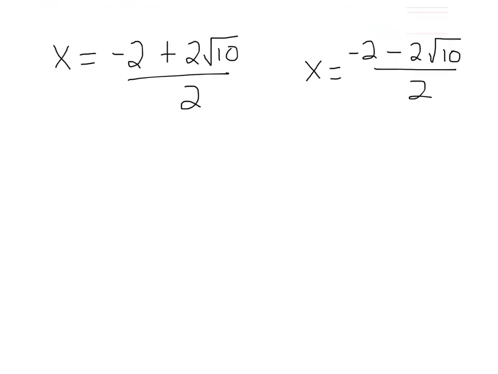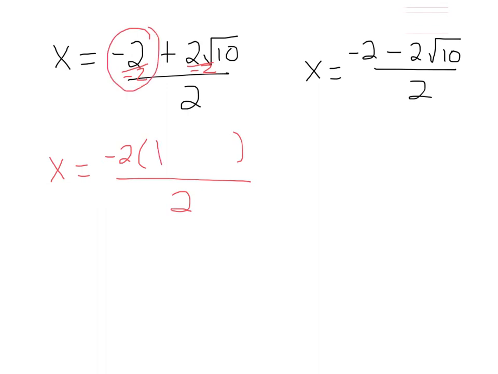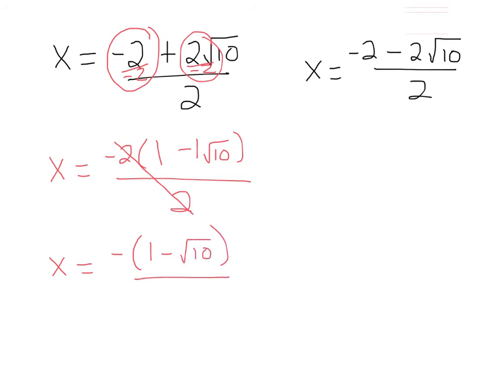Okay, let's keep simplifying. Now if you look on top, this has a negative 2 and this has a negative 2. Since they both have a negative 2, I can factor the negative 2 out. So I'll have x equals negative 2 times something divided by 2. Now remember, when you factor, it's like dividing this by 2 and dividing this by negative 2. And so when you divide this by negative 2, you get 1. And when you divide this by 2, you get negative 1 square root of 10. Okay, now notice what happens. These 2's cancel. And so you have x equals negative 1 minus the square root of 10 all over 1.